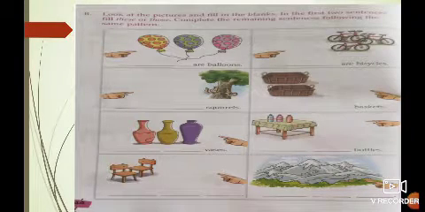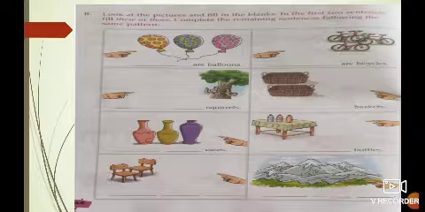Now in the next question, look at the pictures and fill in the blanks. You have to see the picture and write in the blanks given. In the first two sentences, fill these or those. You have to write only one word. If things are near, you have to write these, and if the things are far, you have to write those.